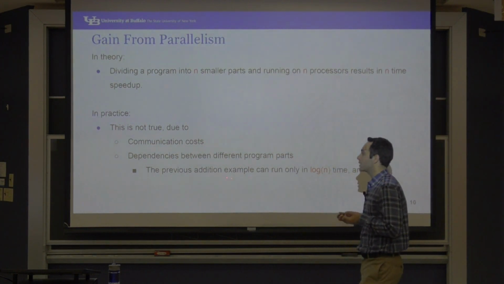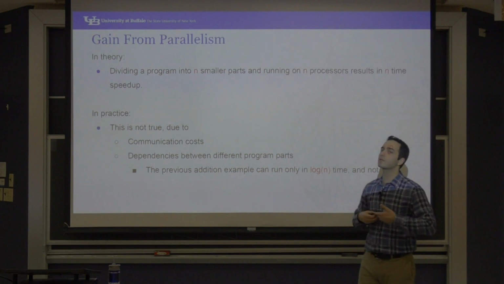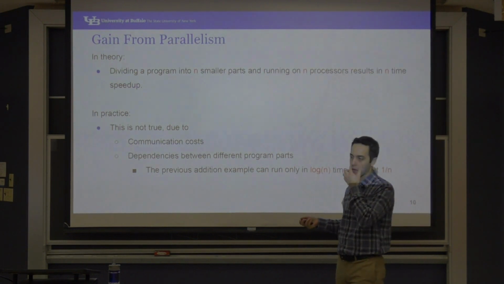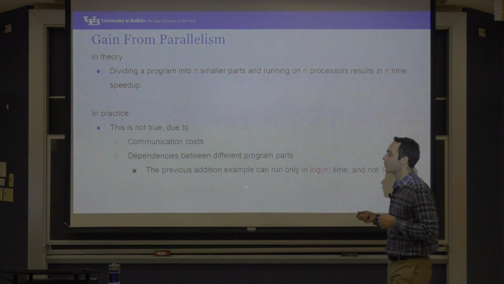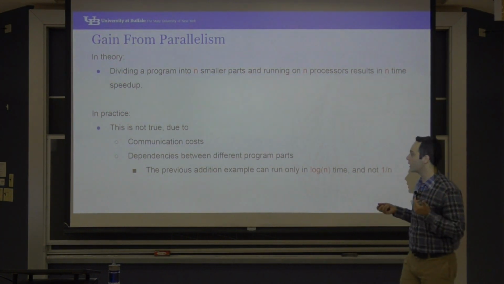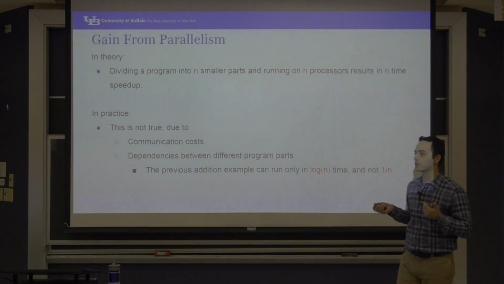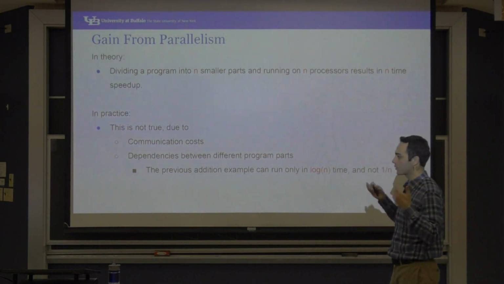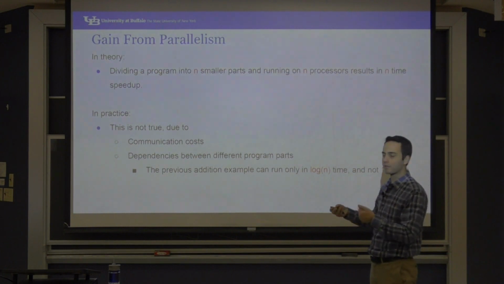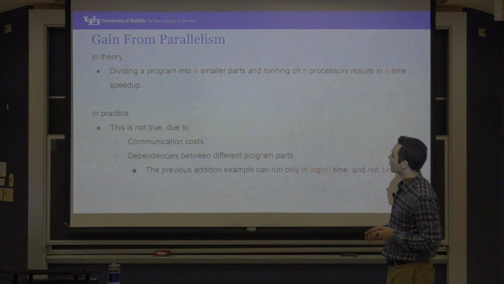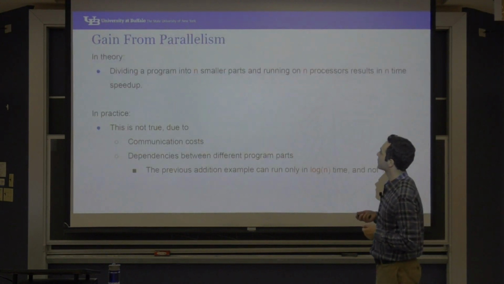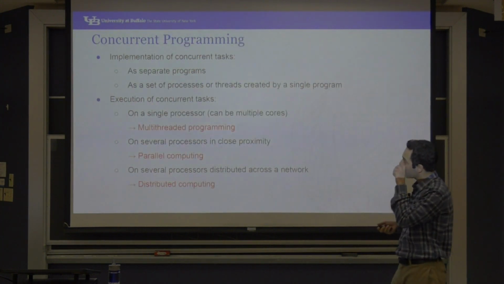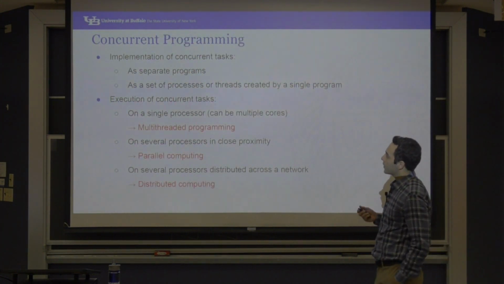And there are also dependencies between different programs, so you can't just divide any program into n execution chunks. As an example, as we saw in the addition example, if you have many additions, you can only run it in log n time, not just divided by n, right? Because every time you can make them half. So this is because this addition cannot happen before this or before this, or at the same time. This is the dependency.